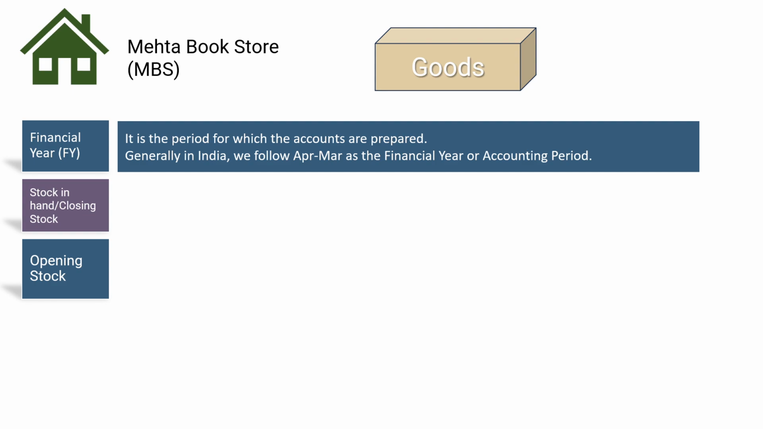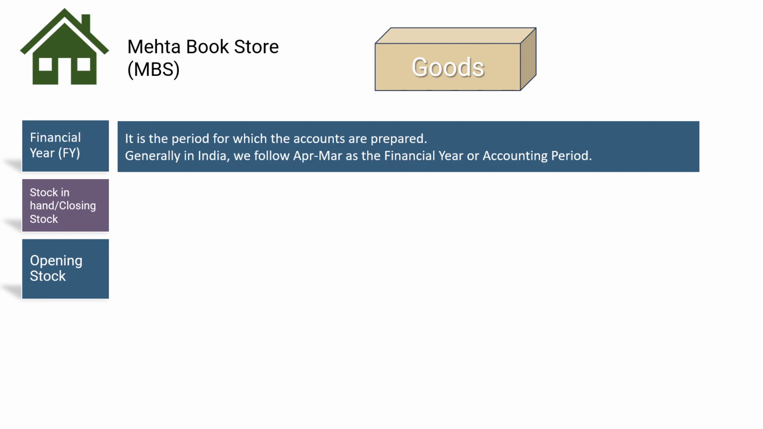So what do you mean by financial year? It means only at the end of March you will be able to know your financial position. So at the end of that period, you will prepare your final books of accounts, and then you will know your financial position. So that period is called the financial year. It is a period for which the books of accounts are prepared.